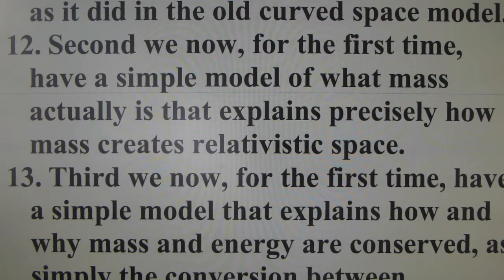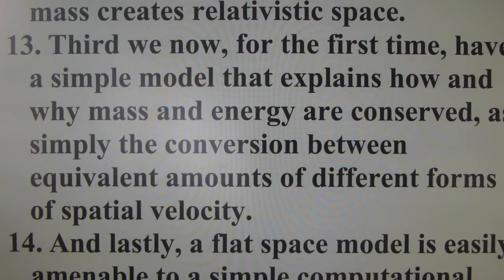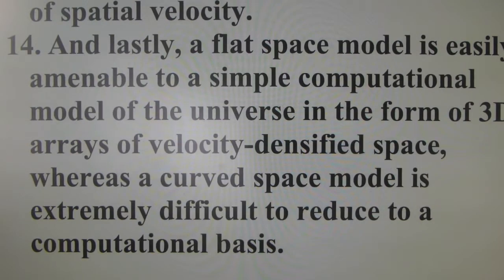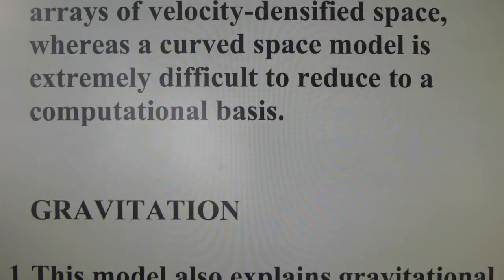Second, we now, for the first time, have a simple model of what mass actually is that explains precisely how mass creates relativistic space. Third, we now, for the first time, have a simple model that explains how and why mass and energy are conserved, as simply the conversion between equivalent amounts of different forms of spatial velocity. And lastly, a flat space model is easily amenable to a simple computational model of the universe in the form of 3D arrays of velocity-densified space, whereas a curved space model is extremely difficult to reduce to a computational basis.